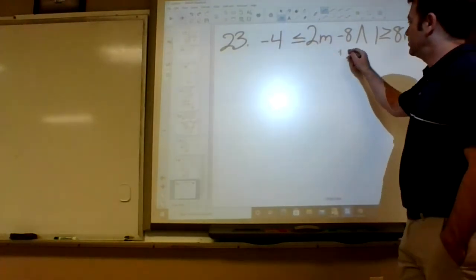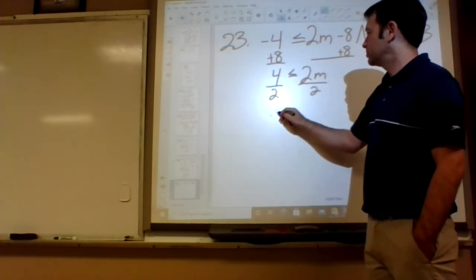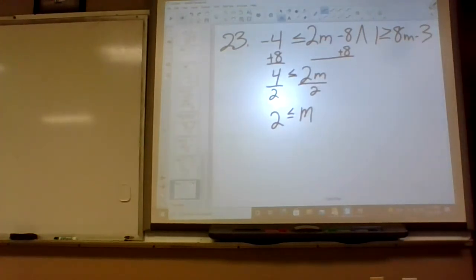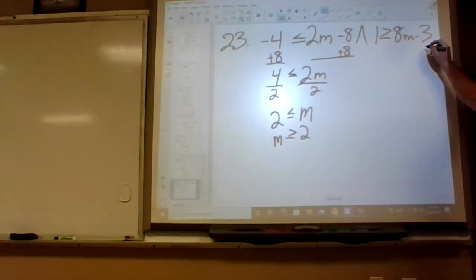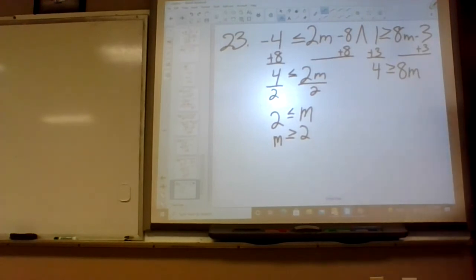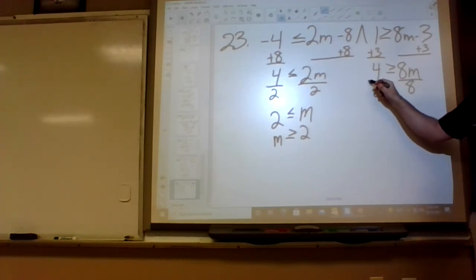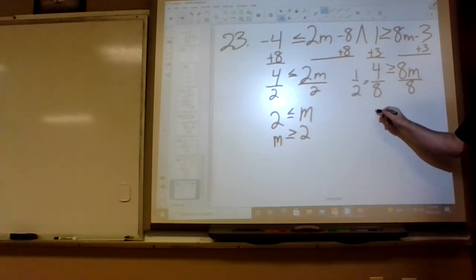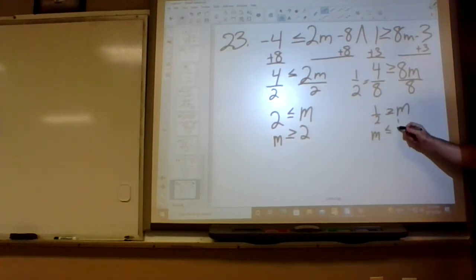Okay, so I want to get m by itself over here on the right, so I'm going to add an 8, divide by 2. What's another way of saying 2 is less than or equal to m? We're used to this one more, right? So that might help us. Over here I gotta add the 3. Oh, this is one that people get wrong a lot. Divide by 8. People would put 2 for this answer, but it's not 2. It's 1/2. 8 divided by 4 is 2, but 4 divided by 8, if you reduce that, is 1/2, right? So 1/2 is greater than or equal to m, or m is less than or equal to 1/2.